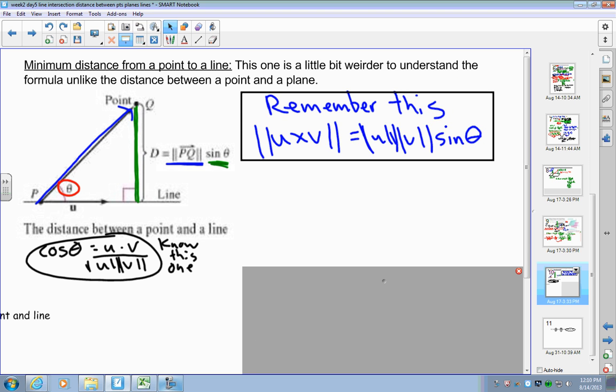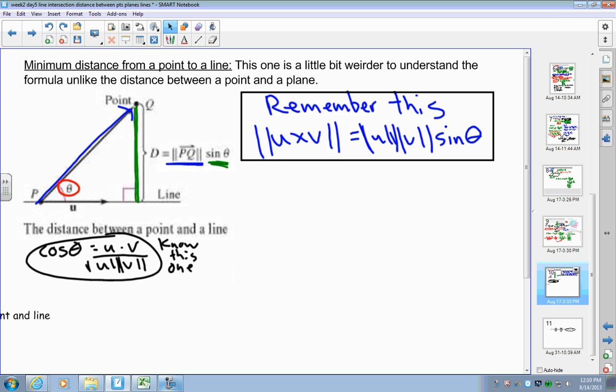Remember this. The cross product, u cross v, equals the magnitude of u times the magnitude of v times the sine of theta. You need to know that, because if you don't, you will never be able to find the distance from a point to a line. Just like you know the cosine formula, I want you now to know this one: u cross v is the magnitude of u times the magnitude of v times sine of theta.